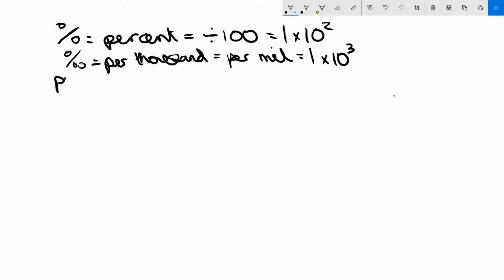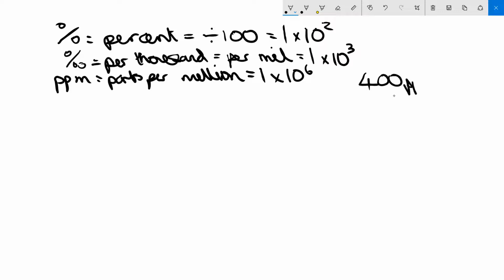Then there is ppm, which stands for parts per million. And this is equal to 1 times 10 to the power of 6. So what this means is, if, say, we had 400 parts per million of carbon dioxide, that means for every 1 million particles in the atmosphere, on average, 400 of them will be carbon dioxide.